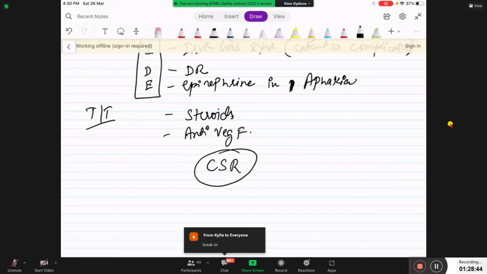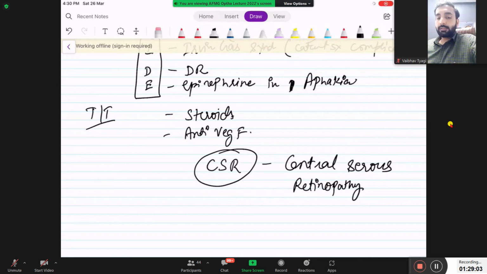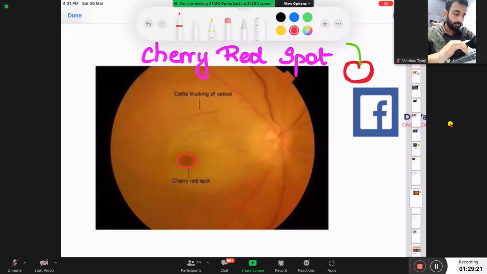CSR is central serous retinopathy. Now let us understand the concept. Break I'll take after 30 minutes, 5 o'clock. Let us first understand the concept behind CSR. Let us see the picture of CSR first.